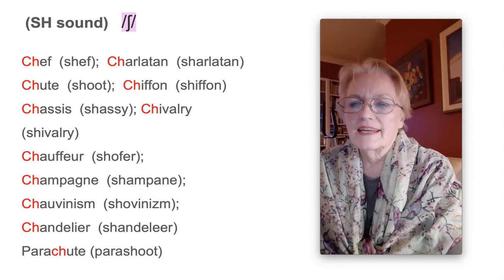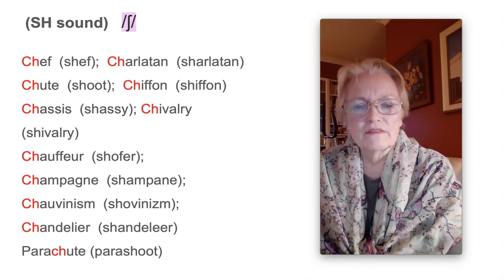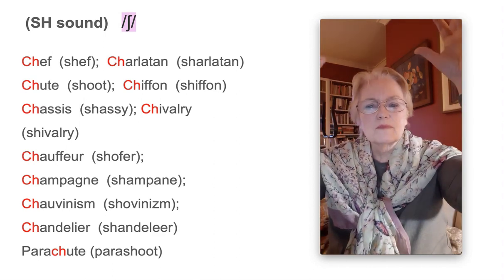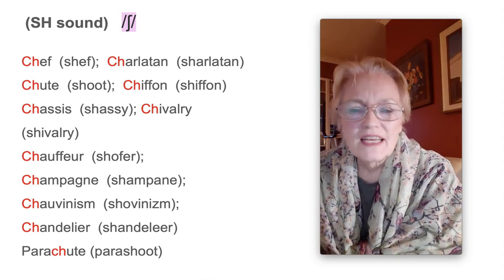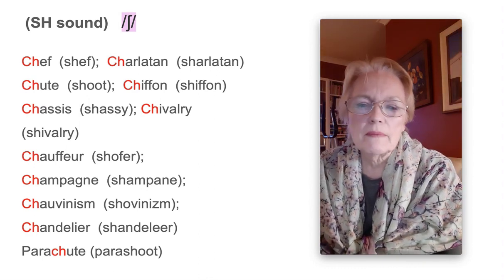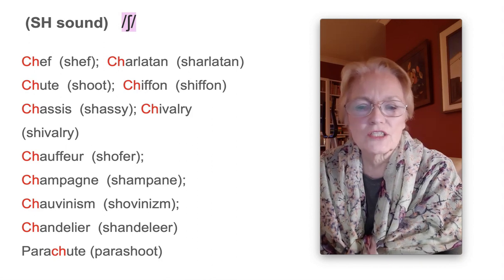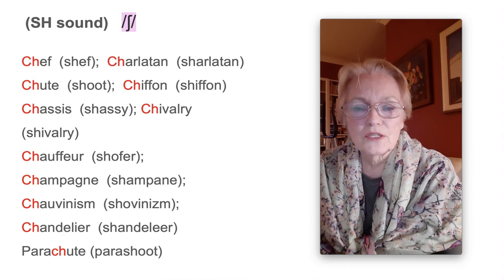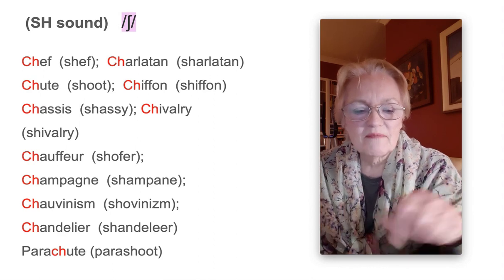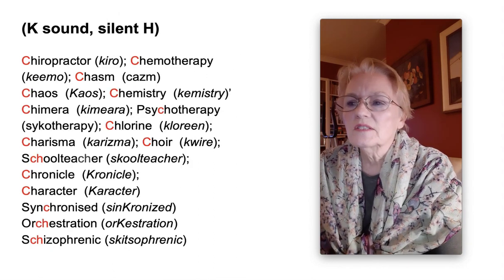Champagne, I love champagne with all those bubbles. Chauvinism, not good. Chandelier, beautiful. A lovely hanging thing from the ceiling with glass, and it's all lit up and it twinkles when the lights are on. A chandelier. Or some people say chandelier, it's up to you. Okay, and then parachute. Parachute. Okay, good. So that's the S sound.